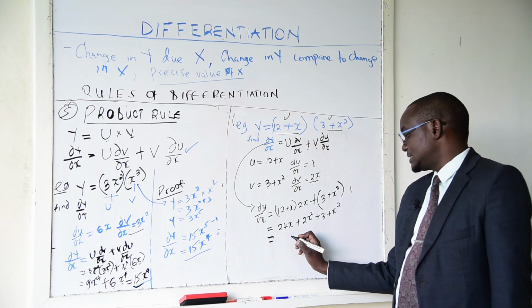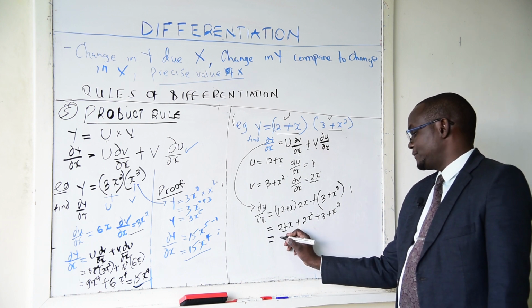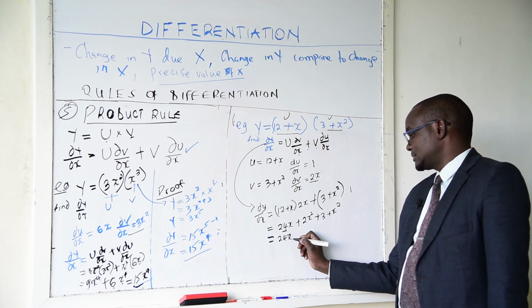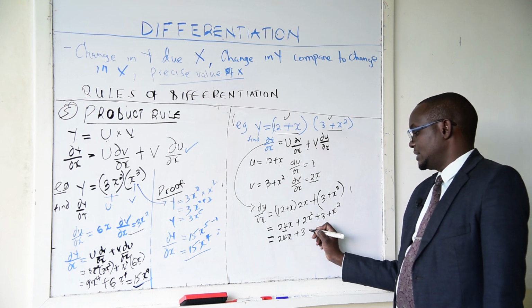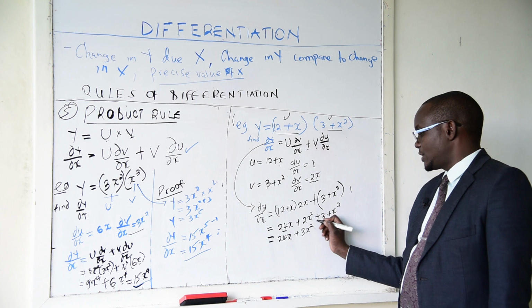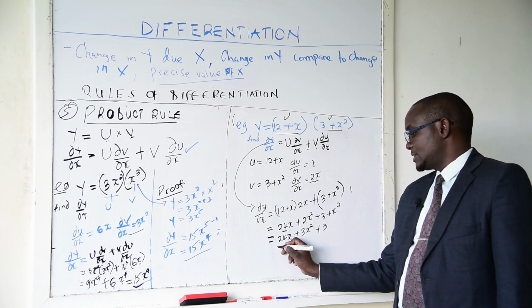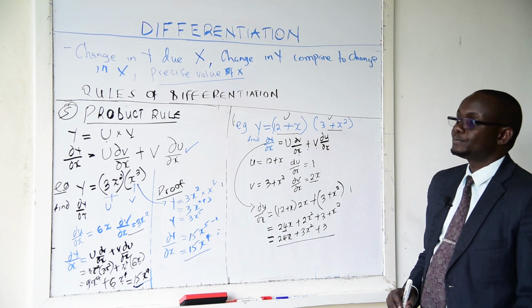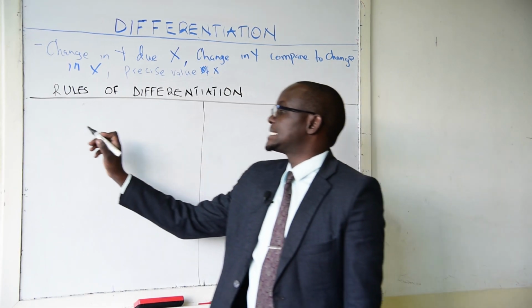This simply means that we can simplify further. We have an x squared here and the x squared here. That becomes 3x squared. 2x squared plus x squared becomes 3x squared. Then we have plus 3. This is our answer. Let's look at rule number 6.